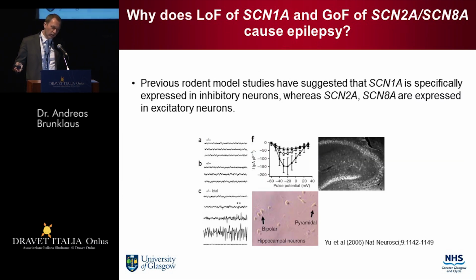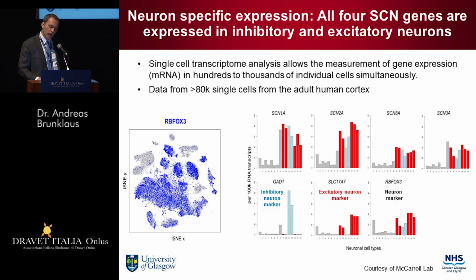Now, why does loss of function of SCN1A and gain of function of SCN2 and 8A cause epilepsy? Katrina's and Massimo's group very clearly showed in previous rodent models that SCN1A is specifically expressed in inhibitory neurons, whereas SCN2A and 8A are expressed in excitatory neurons. But is this really the whole story?